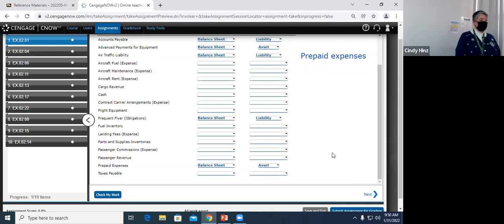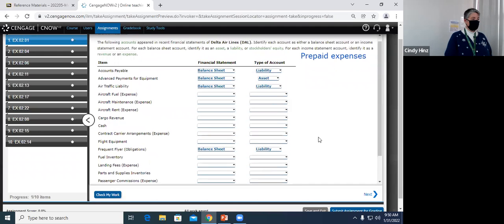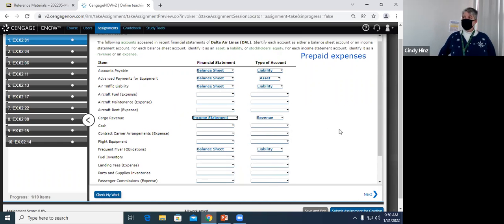I thought there was another one that I wanted to make sure we covered. But I think from here, you should be able to complete this exercise. If you see cargo revenue, you know that's going to be a revenue account. And because it's a revenue account, it's going to go on the income statement.